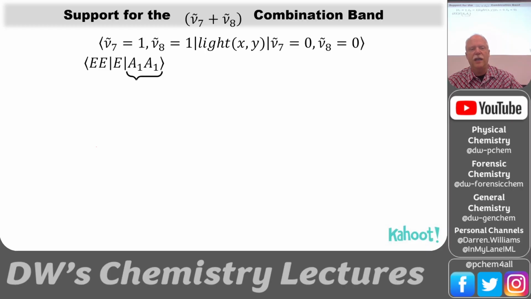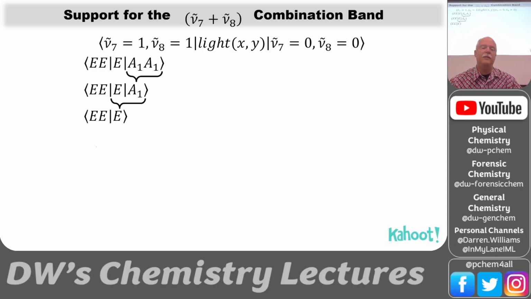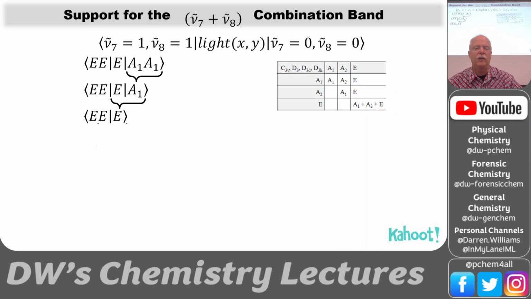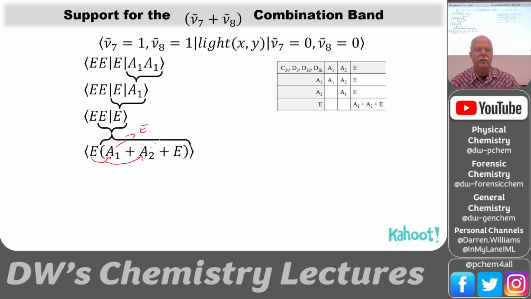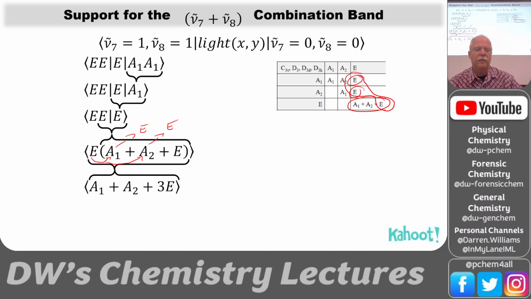So XY light is E. So we have A1 times A1 is A1, A1 times E is E. So now we have 3 E's times each other. So what do we do in that situation? Well, the first 2 E's produce an A1, an A2, and an E. And then E times A1 is going to give us E. E times A2 is going to give us E. E times E is the whole 3 things here. So we're going to get A1 plus A2 plus 3 E's. You see that? So that's what we end up with in the next step.